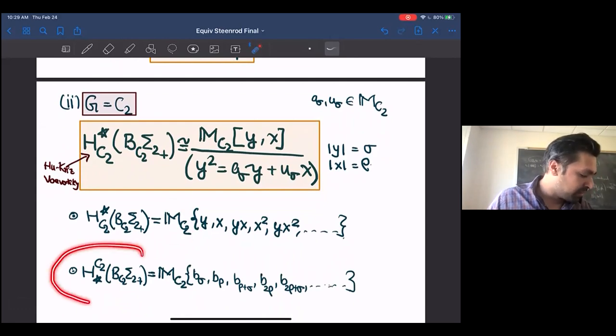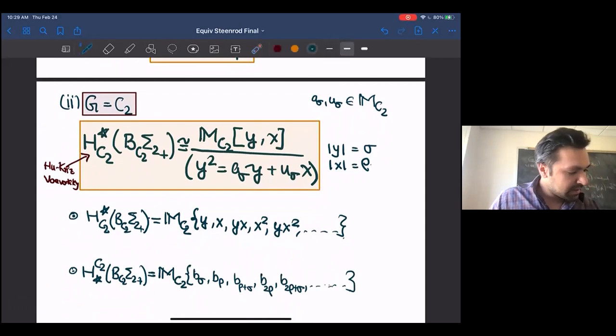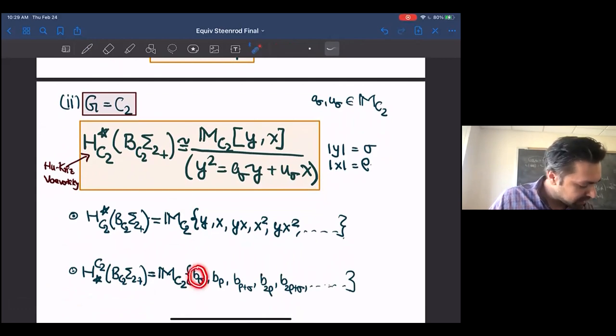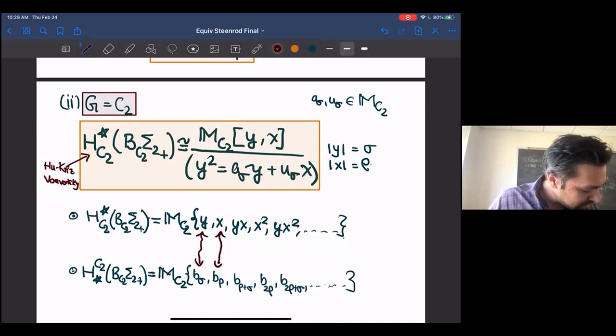the homology of BC2 sigma 2 can be computed by just taking the linear dual, and these are generated by elements such as B sigma, B rho, B sigma plus rho, B 2 rho, B 2 rho plus sigma, and so on and so forth, where there is a correspondence that B sigma is dual to Y, B rho is dual to X, B rho plus sigma is dual to YX, and so on. So these are all dual to each other.